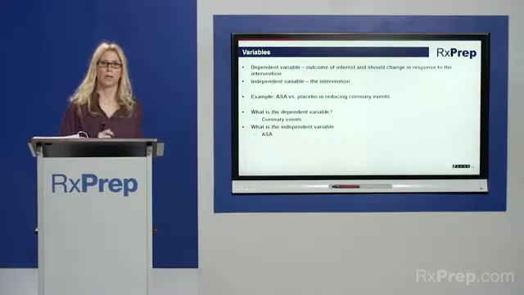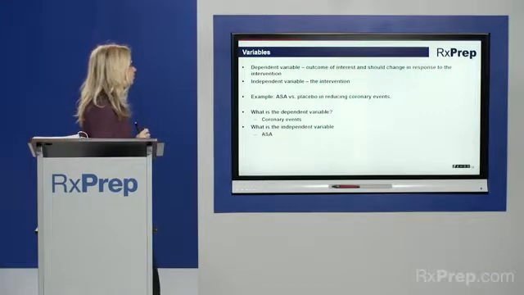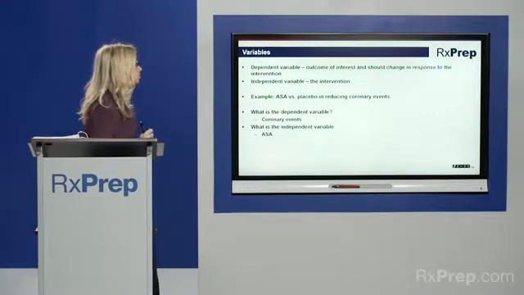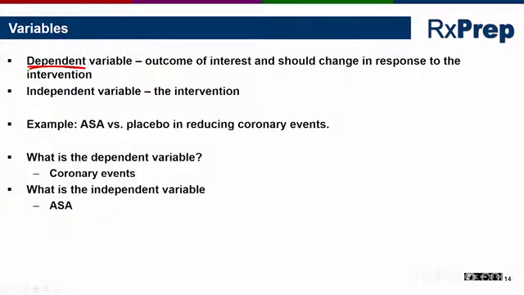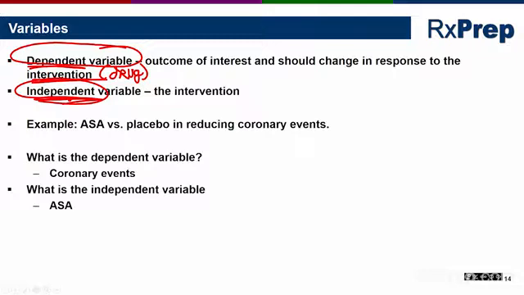Next in the chapter, we have a discussion of our variables, dependent and independent variables. Just as the name suggests, the dependent variable depends or changes in response to the intervention, and the intervention is the independent variable. The intervention of trials usually is a drug, sometimes a device, but generally a drug. So whatever our primary endpoint is that we're looking at is our dependent variable. The drug is the independent variable.